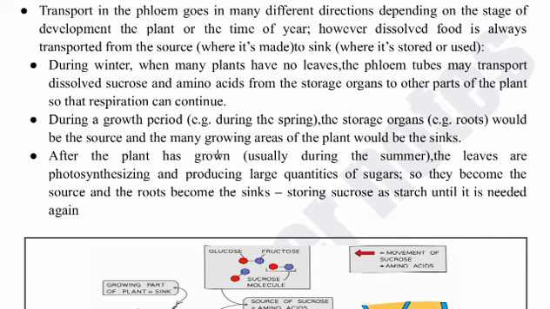Once the plant is mature during the summer season, the leaves photosynthesize, so the leaves work as a source, and food is stored in the roots, so the roots work as a sink, in the form of starch and sucrose. But in the winter season, when the plants have no leaves, the root works as a source, and the stem works as a sink.